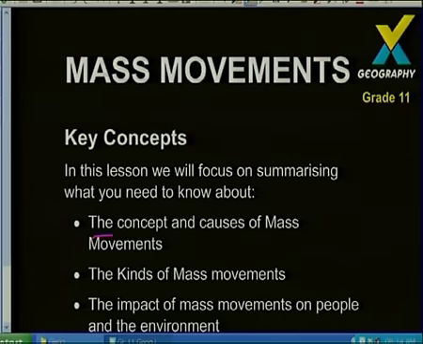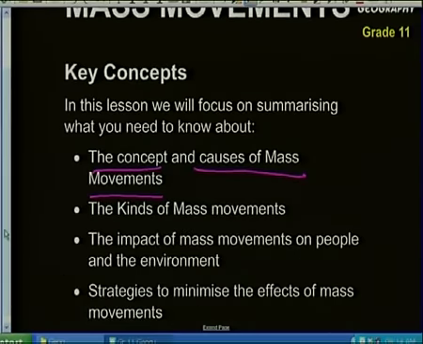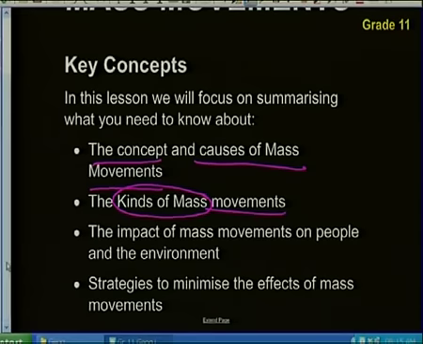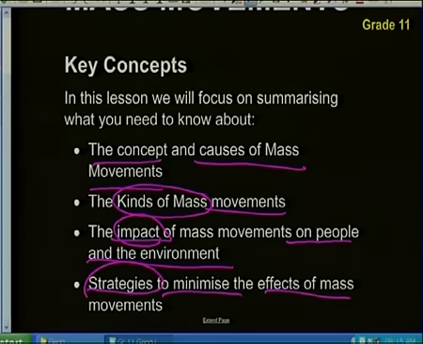And welcome back to the continuation of Geomorphology, grade 11. And now we will move on to mass movements, the final section in Geomorphology. Aspects that need to be understood in mass movements are as follows. We must be able to understand the concept and causes of mass movements. Further, in our understanding, the different kinds of mass movements that occur on the Earth's surface. The impact, a key component of mass movements, on people as well as the environment. And what strategies are there to minimize the effects of mass movements?